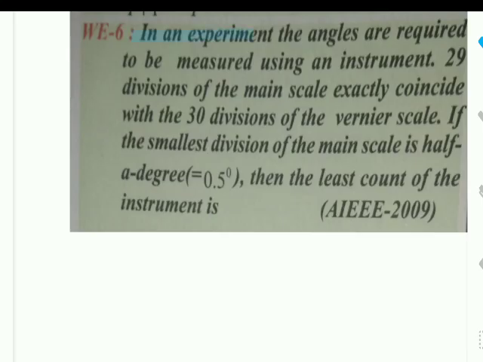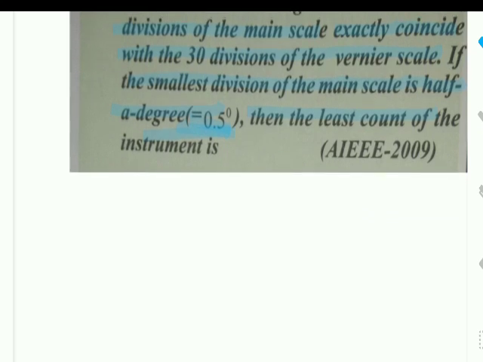In an experiment, the angles are required to be measured using an instrument. 29 divisions of the main scale exactly coincide with 30 divisions of the Vernier scale. If the smallest division of the main scale is half a degree, 0.5, then what is the least count of the instrument? He is asking the least count of the instrument.